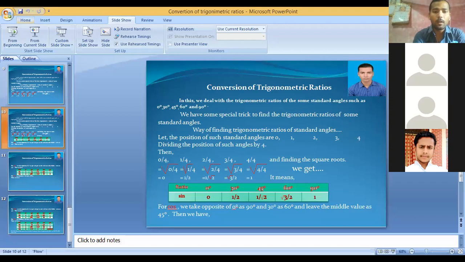What are you seeing now on your screen? Sine: 0, 30 degree 1 by 2, 45 degree 1 by root 2, 60 degree root 3 by 2.